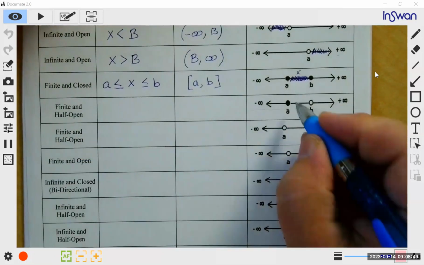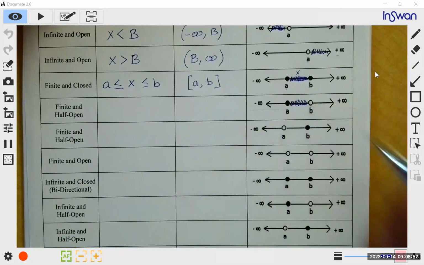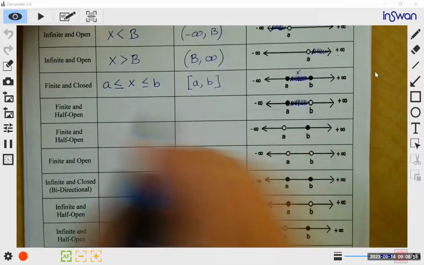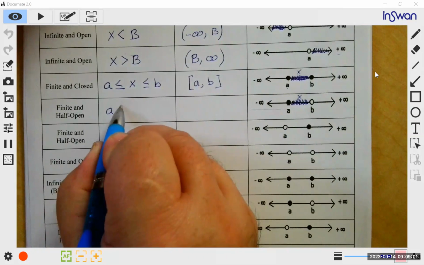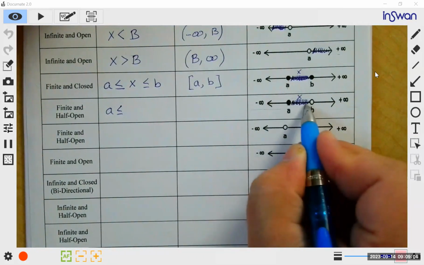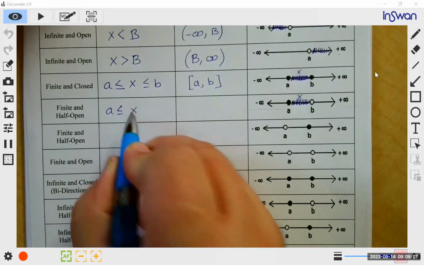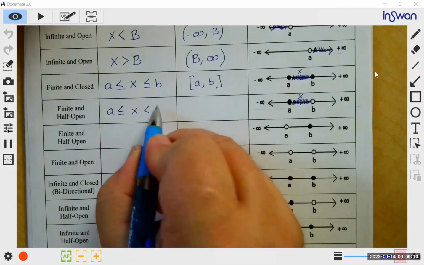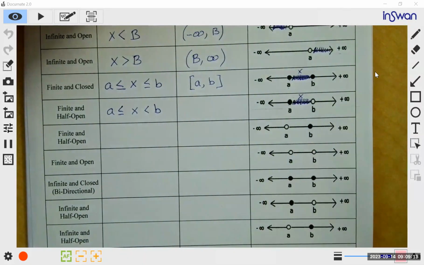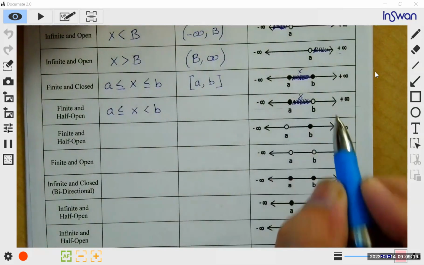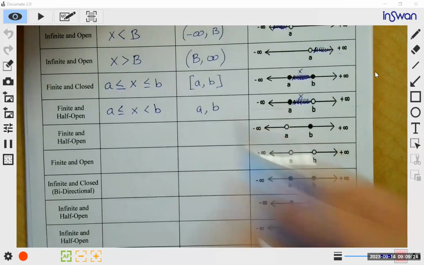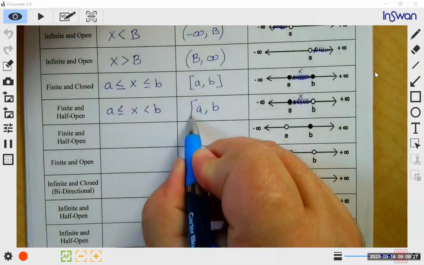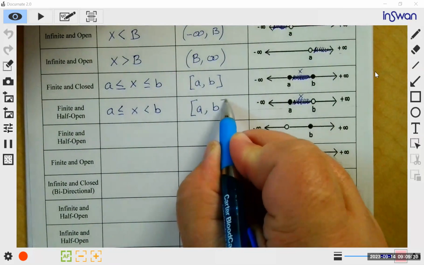Finite and half open. So it means I have that area shaded. I begin at A. Here's my x's. I can use it, so A is less than or equal to all these x's, but it has to be strictly less than B. I cannot use B. So the interval notation, I begin at A and go to B. A is a dot, so it's a bracket. B is an open circle, it's a parenthesis.